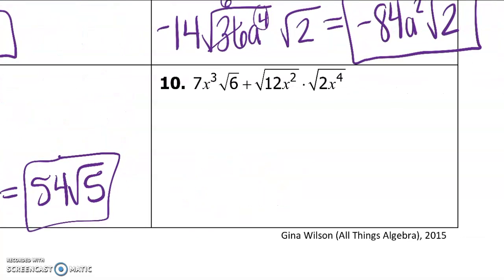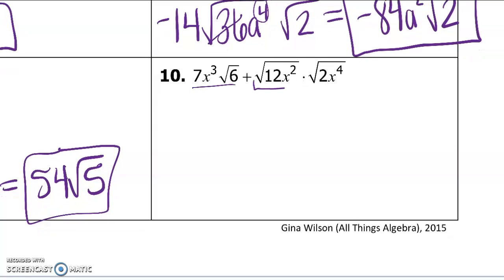When you have variables with exponents, those also have to match. So your underneath numbers have to match, and your variables with the exponents have to match as well. So this one is already simplified, so we need to multiply these two together. You should know we need an x to the 3rd on the outside, and we need a 6 on the inside in order to put them together. So let's see how this works.